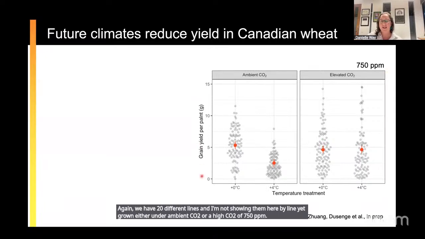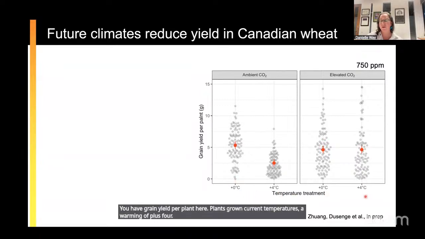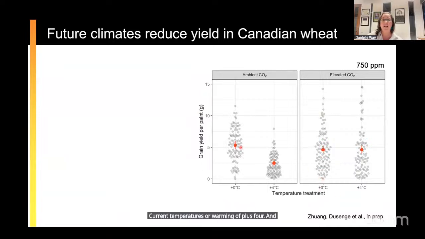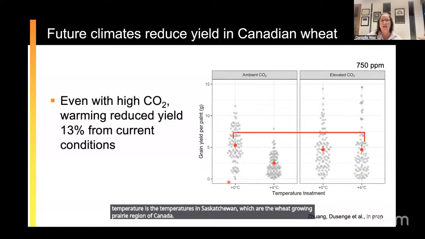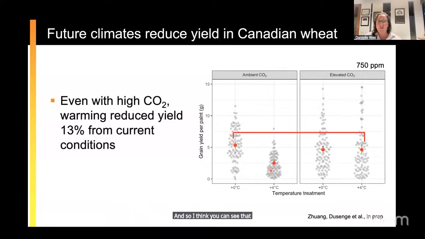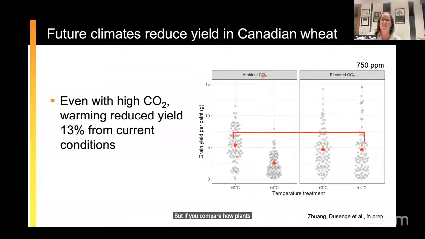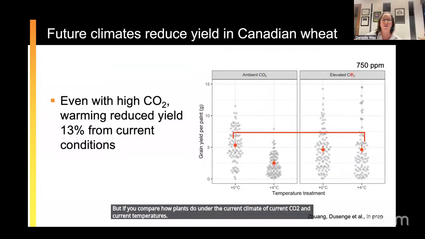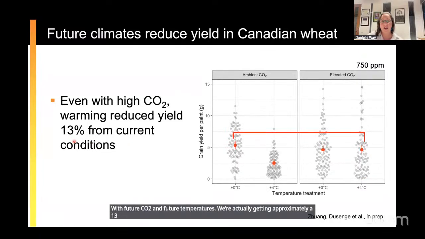You have grain yield per plant here. Plants grown at current temperatures, or a warming of +4. And in this case, the baseline temperature is the temperatures in Saskatchewan, which is the wheat growing prairie region of Canada. And so I think you can see that under warming, under ambient CO2, you get a strong decline in yield, although you see much less of an effect under high CO2. But if you compare how plants do under the current climate of current CO2 and current temperatures with future CO2 and future temperatures, we're actually getting approximately a 13% decline in yield on average.